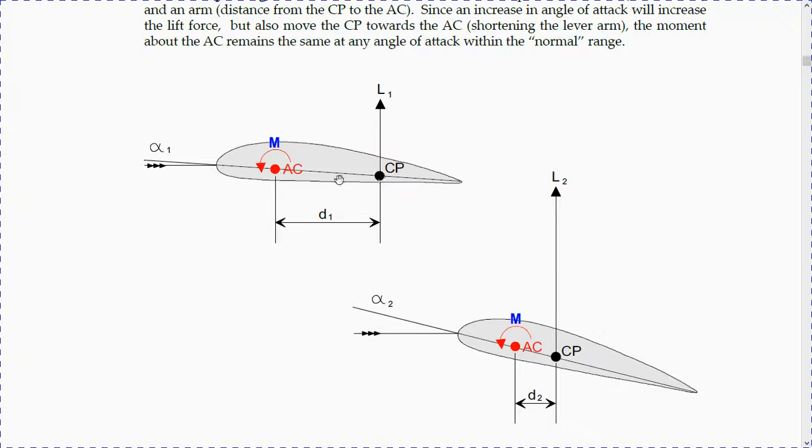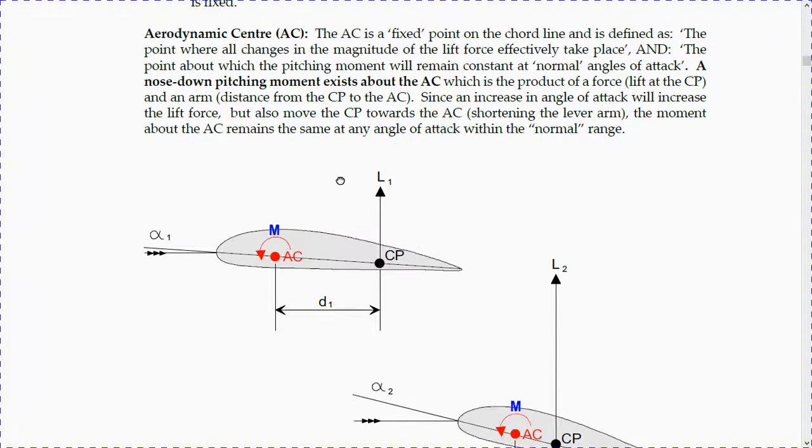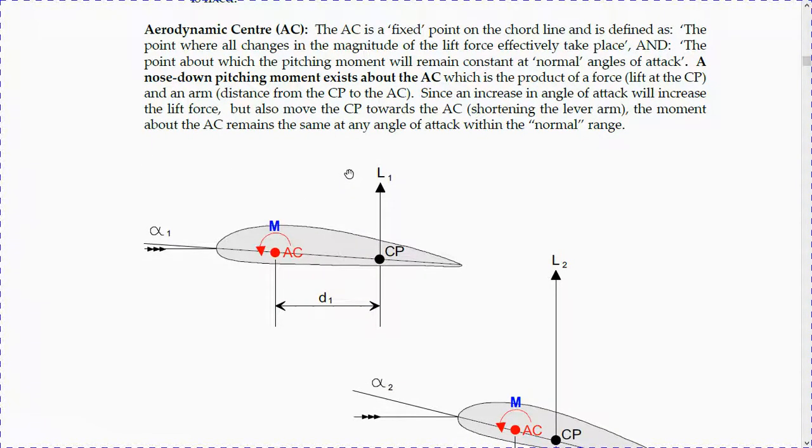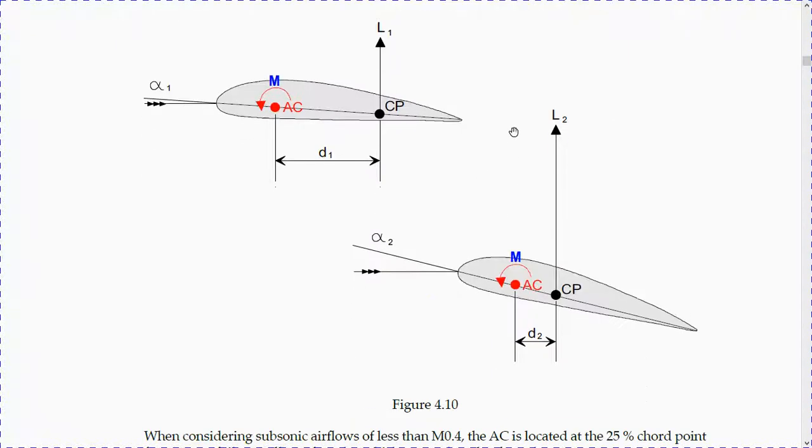As we can see here, there is much more moment because the center of pressure is well behind the aerodynamic center. If it moves forward, there will be less moment, but since the angle of attack is increased, there is more lift as well, so it is the same moment, the same force at the end. So it remains the same here at any angle of attack in the normal range.